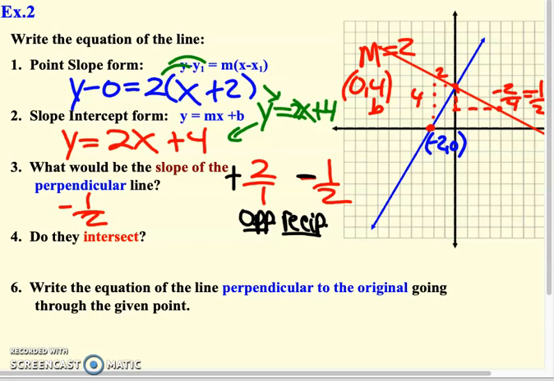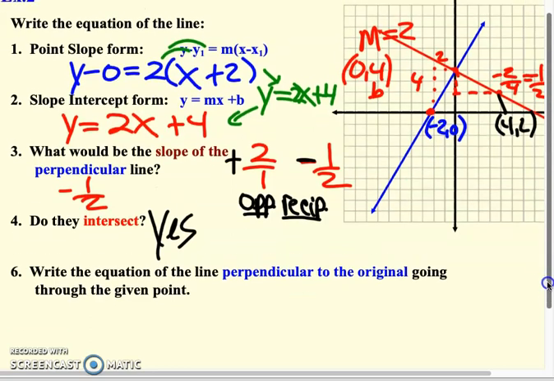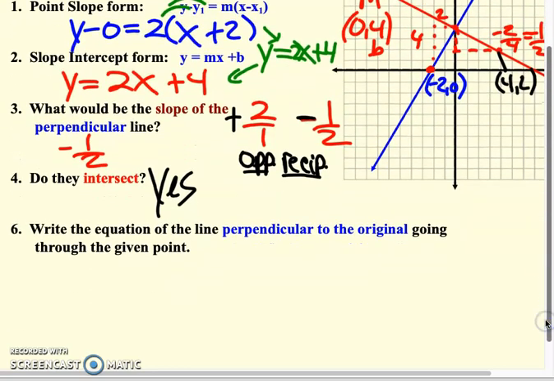Do they intersect? Well, obviously they do, right? And then write the equation of the line perpendicular to the original going through the given point. The given point that I'm going to use is this one right here, which is 4, 2. So we're going to start out in point slope, then we're going to turn into mx plus b just like we did before. I know I have a slope of negative 1/2, and I have my point that I'm going to use, which is 4, 2.